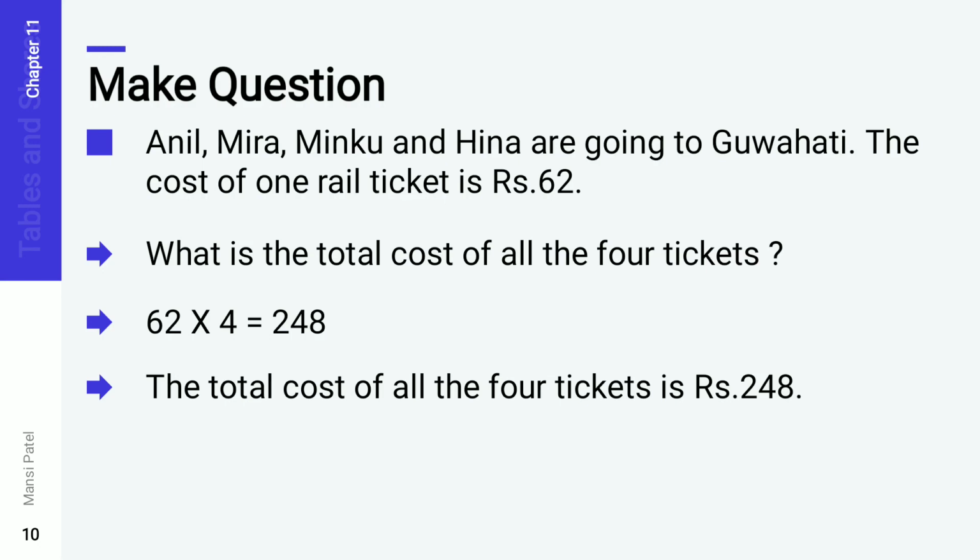248. Now again I am telling, if they were given the things for one person, one thing, one cost, then you have to do the multiplication. If they were given both the things in total, then what do you want to do? You have to do the division at that time. Let us see one more example.